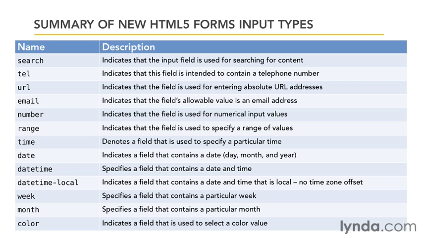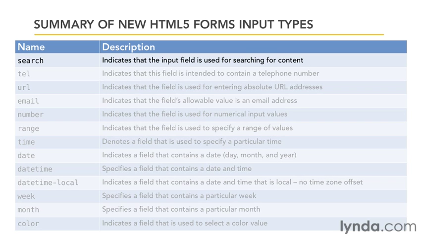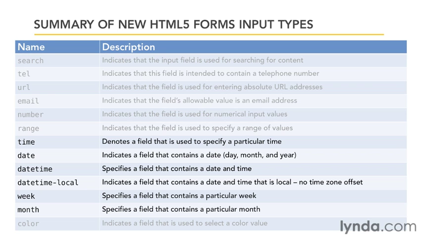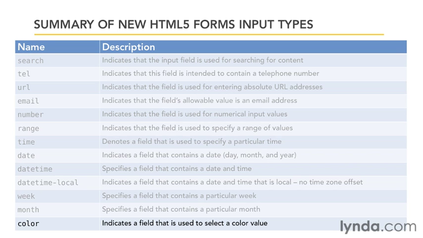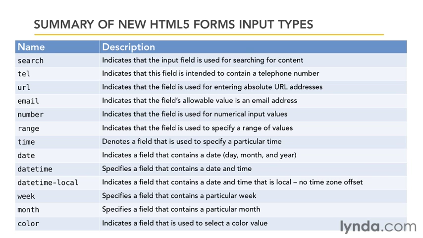So there's input types for search, which indicates the field is used for searching. There's tel for telephone numbers, URL for web addresses, emails, self-explanatory. There's input types for entering numbers and selecting a number from a range. There's 1, 2, 3, 4, 5, 6 new input types that have to do with selecting dates and times. And in fact, there's even a new input type for selecting colors. So now that we've seen a summary of all the new features that are available in HTML5 web forms, we can take a look at the rest of them in greater detail throughout the rest of the course.